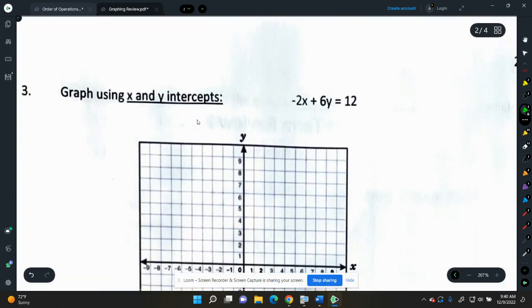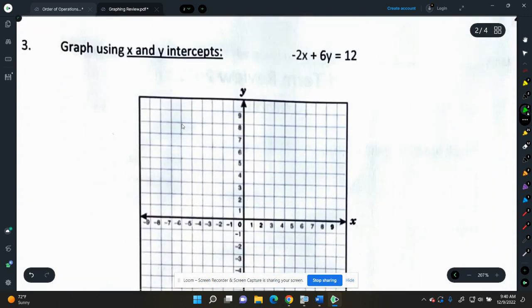Okay. Number 3. So here we're graphing using the x and the y intercepts. So remember, you're going to follow the directions. If you graph this using the slope-intercept method, I will count it wrong. No partial credit on this. You have to use the correct method. So for the x-intercept, all I have to do is cover over the y, and I have 2x equals 12, which means x equals -6.